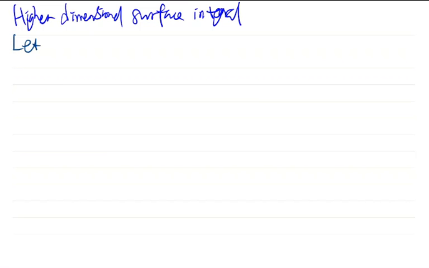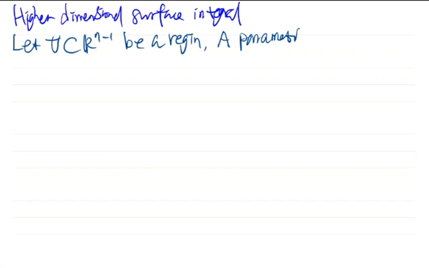Now, U is an n-1 dimensional region. By a region, we mean an open set, an open Jordan domain. Okay, so this is a region. And a parametric surface.